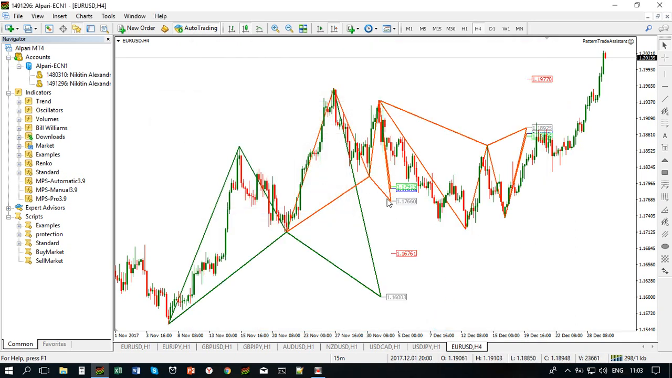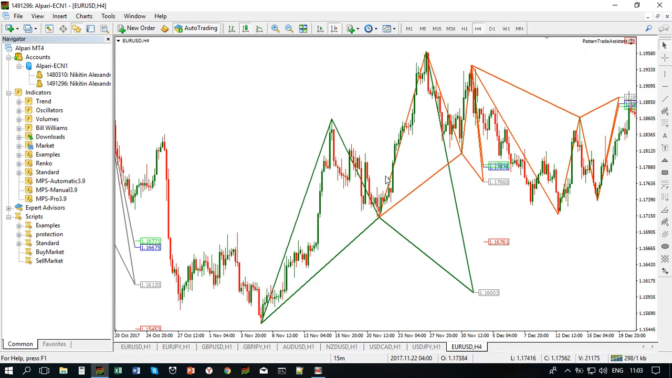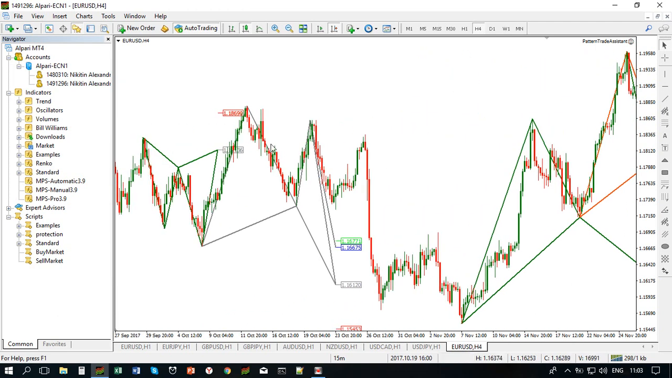You see that this pattern is not a bat pattern anymore, it is a gartley. First of all, this pattern is a gartley as well. This pattern is a shark, it's not a cipher. You see the completion goes deeper. And this pattern is a butterfly. You can see that the previous butterfly was a loser, and this butterfly looks like a winner.